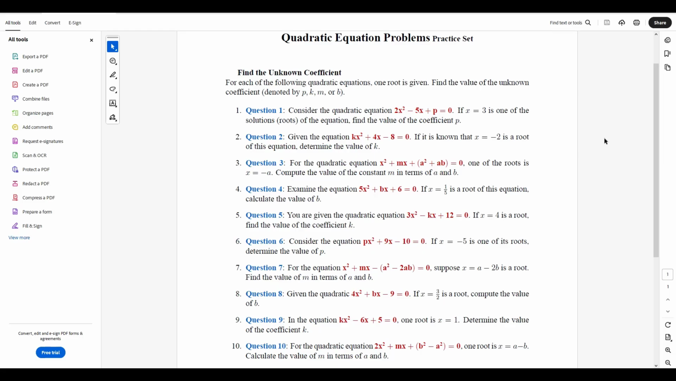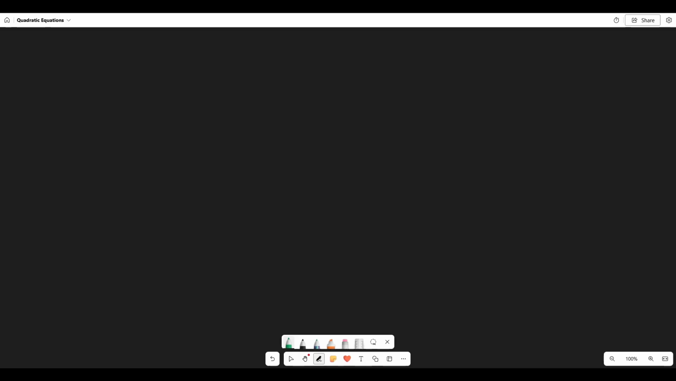Next question is, for the quadratic equation x square plus mx plus inside bracket a square plus ab equals to 0, one of the roots is x equals to minus a. Compute the value of constant m in terms of a and b. Language is a little bit different, but it is of the same kind of question. Okay, so let's solve it.